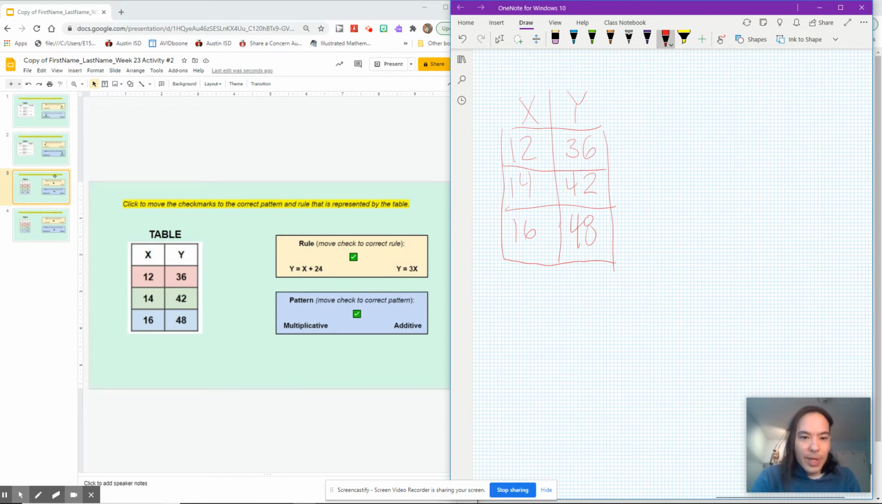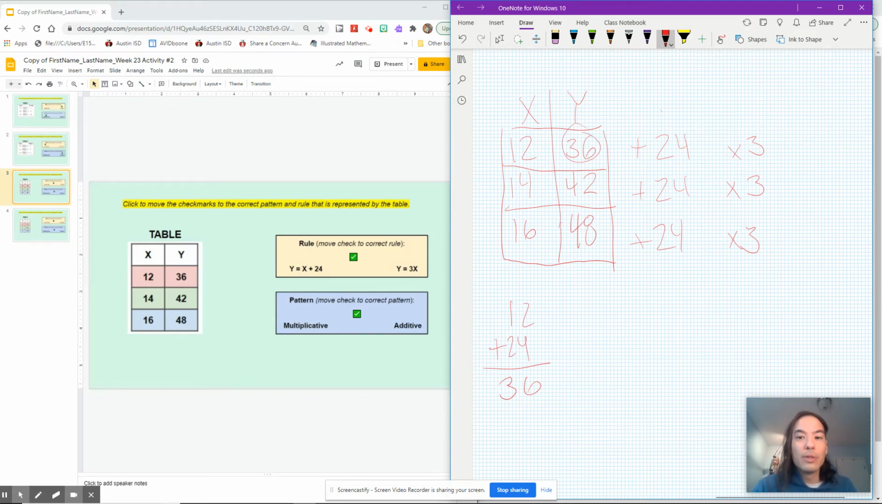So what we can do is we're going to try either plus 24 or times 3. We know that because it says over here, y equals x plus 24, y equals 3x. Remember, 3x is 3 times x. So let's figure out on all of these which works, plus 24 or times 3. Let's start with the first one, 12 plus 24. That's 36. That does work.